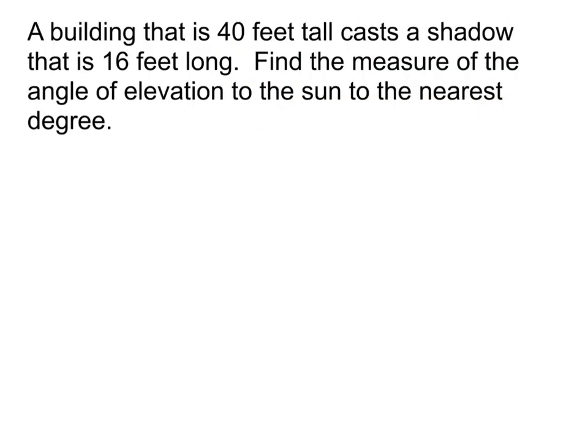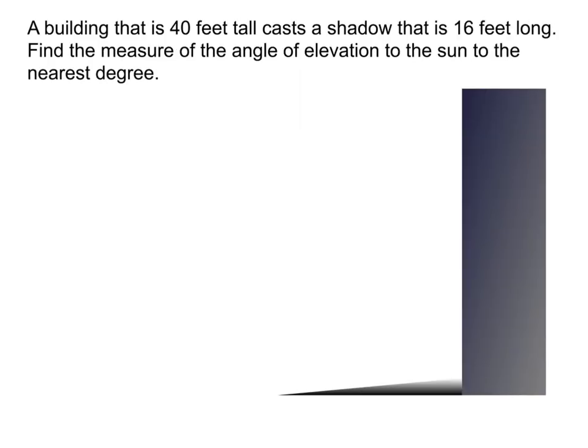In this problem, we have a building that is 40 feet tall and casts a shadow that is 16 feet long. And we want to find the measure of the angle of elevation to the sun to the nearest degree. And so once again, when dealing with this sort of a problem, I really want to encourage you, draw a picture. Because there's a lot of little details, especially when we deal with different sides, lengths, and angles, and we really need to make sure we know where every single one of those is. So here's our building, and there's its shadow hanging out from it over here. And we know that the building is 40 feet tall, and its shadow is 16 feet long.